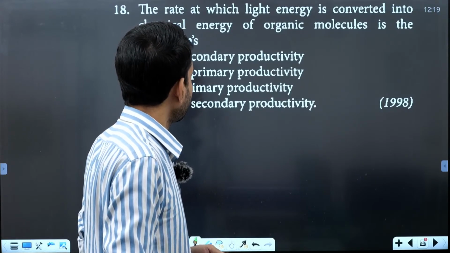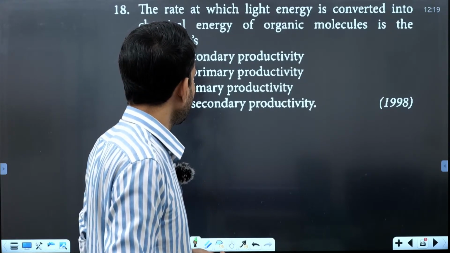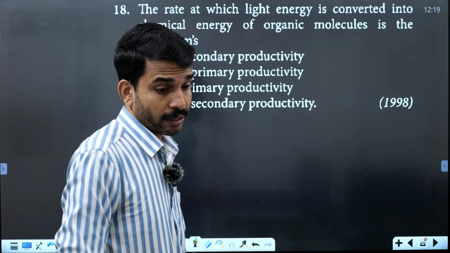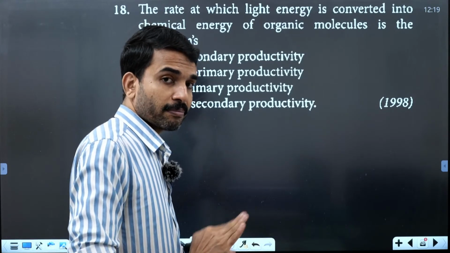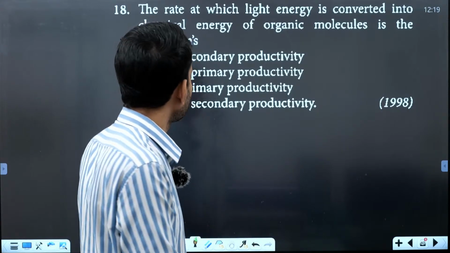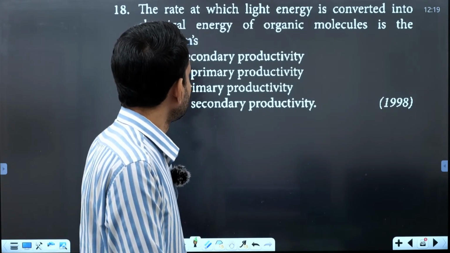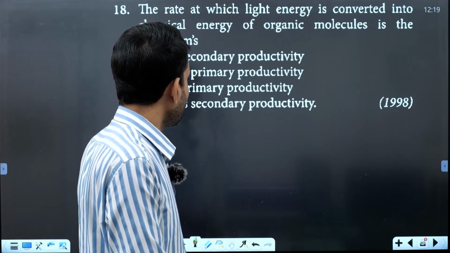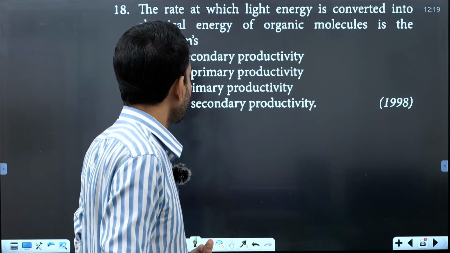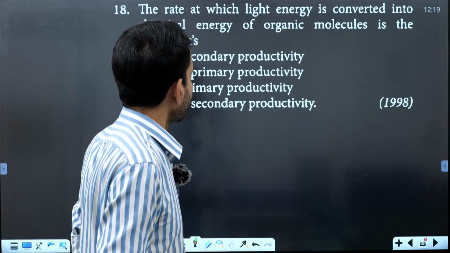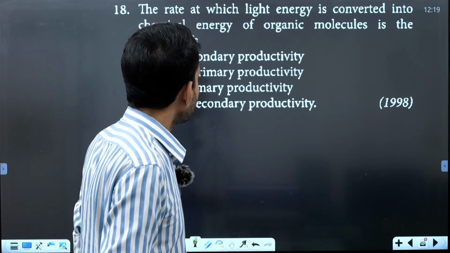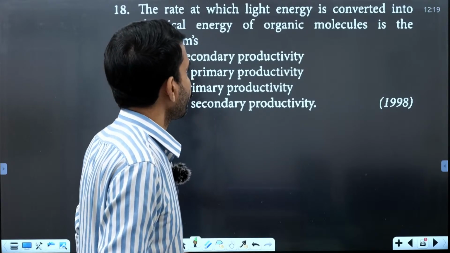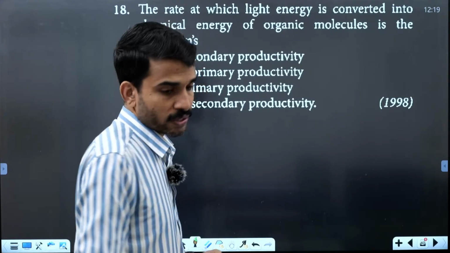Net secondary productivity, gross primary productivity, then net primary productivity, or even gross secondary productivity. Whether it is gross primary or secondary, you check it. Okay. What we'll call the rate at which light energy is converted into chemical energy of organic molecules in an ecosystem? What we'll call it as?